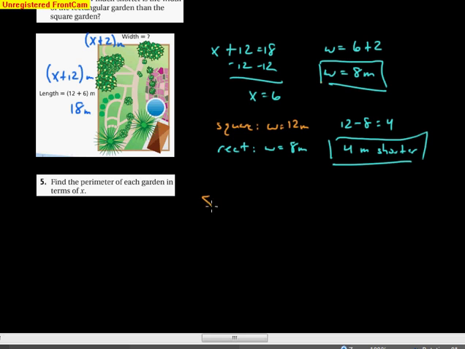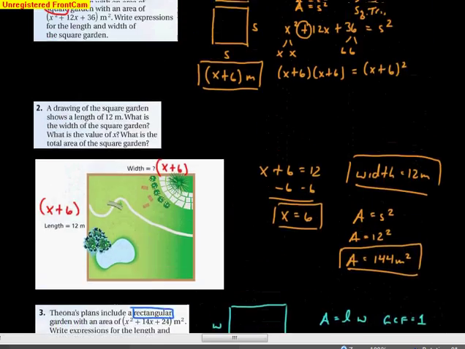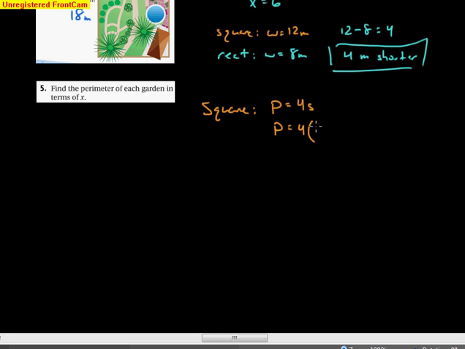Alright, so let's start with the square. So the perimeter of a square is equal to 4s because all of the sides are the same. So the perimeter is 4 times, and that side length, if we look up above, was x plus 6. Distribute the 4. The perimeter is 4x plus 24, and perimeter is in meters.